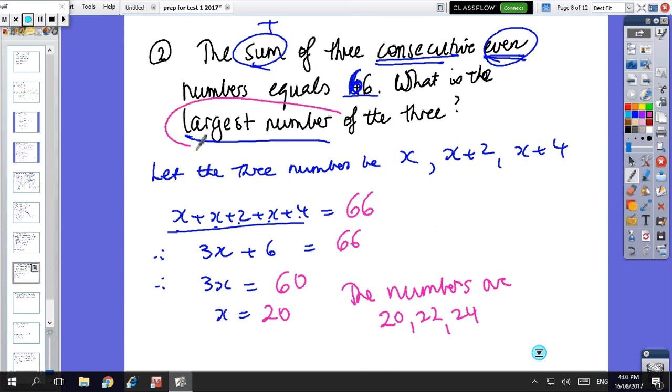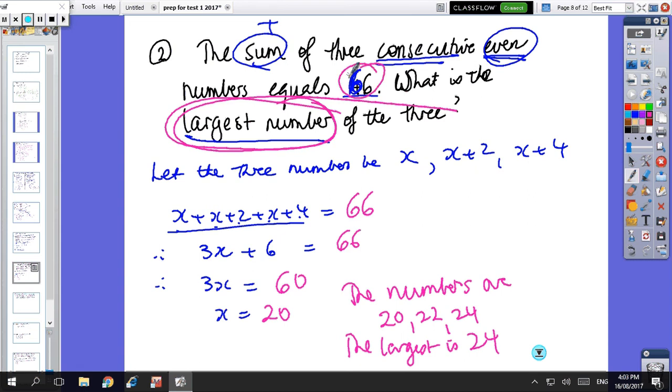And what's the largest number? The largest is 24. So make sure you read the question, what's the largest number. The question didn't say what are the numbers, it said what's the largest. So sorry about that, I just had to make that change. I'm sure you're cursing me.